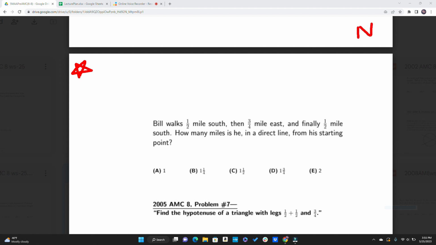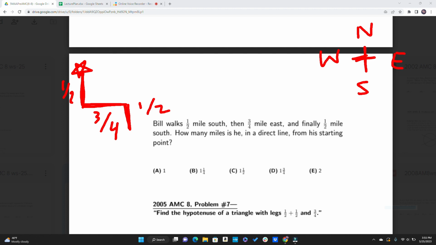North, south, east, and west. If you don't have that memorized, that's okay. It's really helpful to do. Here are our directions. So we know that Bill's going to go half a mile south. So that's downwards. Here's south, and we'll say that's half a mile. Okay, now we've got 3/4 of a mile east. So that's to the right. Do it a little longer. That's 3/4. Okay, and lastly, another half mile south.